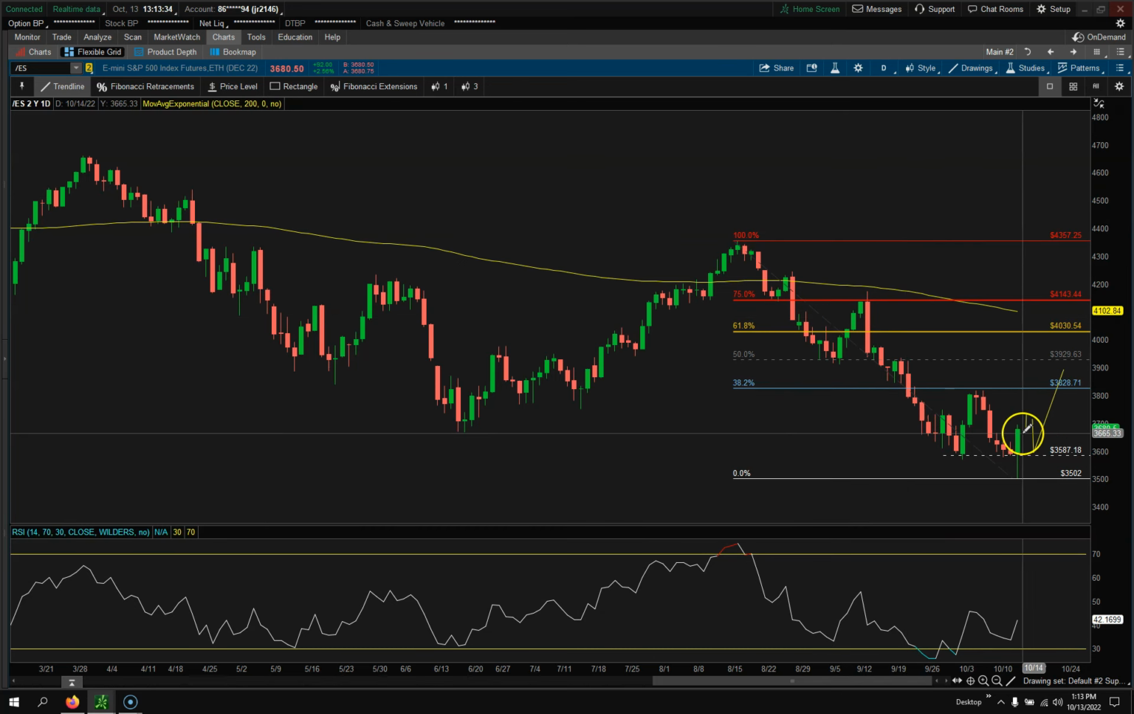If you want to get long here, maybe add down here and just use those levels. That's fine too.